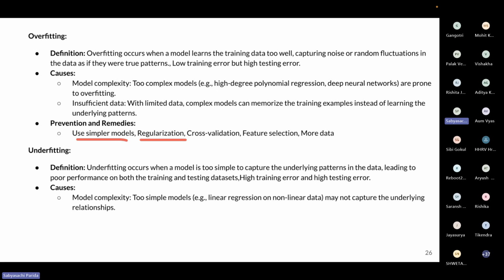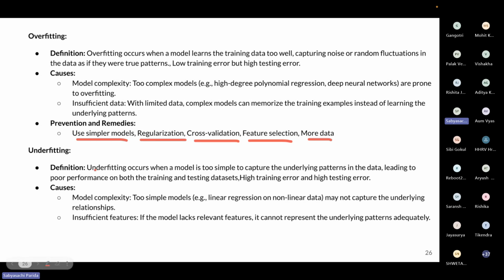Regularization parameters, like L1 regularization and L2 regularization, which we had seen; doing cross validation, like splitting up data into multiple chunks so that I can cross validate and test my model on multiple unseen data; and doing feature selection. And the other way is also to use more data.